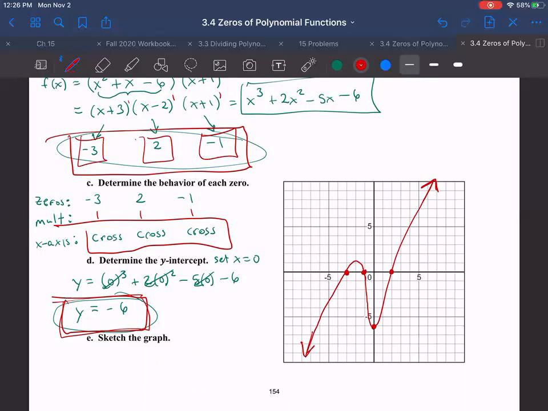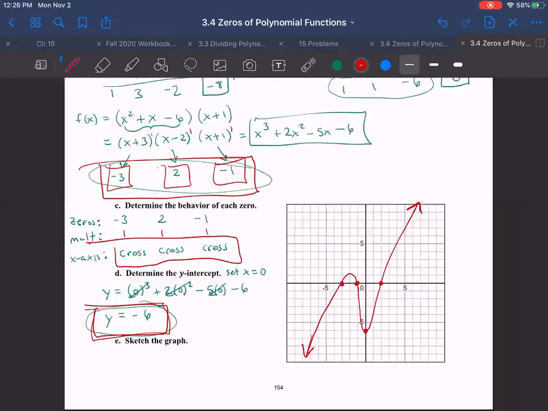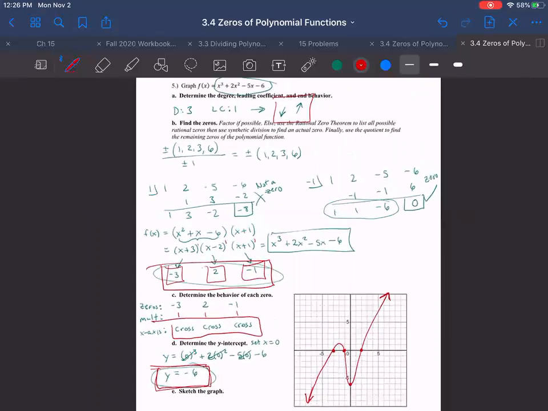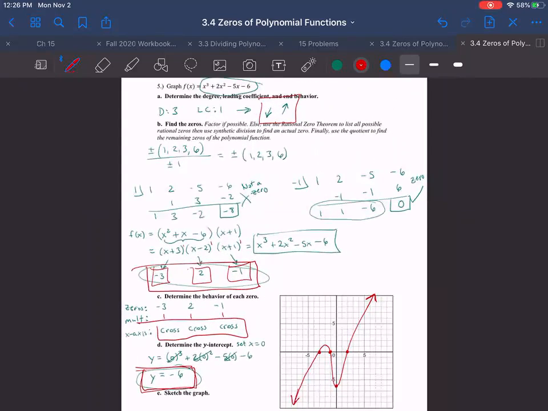So I just drew a line that fits all of our criteria, hits the x-axis everywhere it's supposed to, crosses it just like it's supposed to. It has the proper end behavior, and it has the proper y-intercept. All right. So that's our basic method for going through and doing that. So it's the same as what we were doing last time, except this time we have to start off by finding all of the zeros because we're not given one.